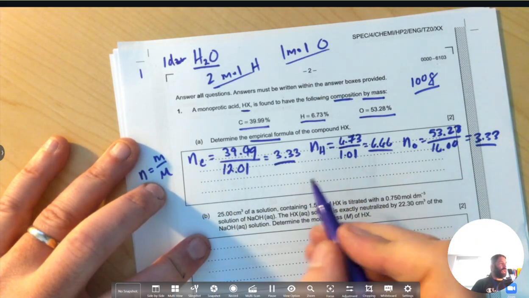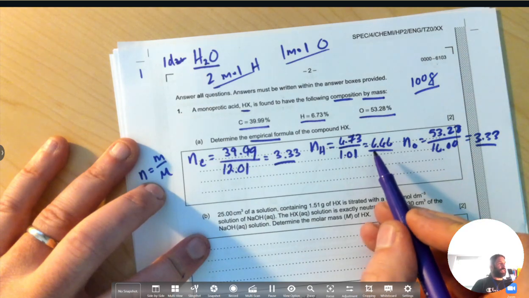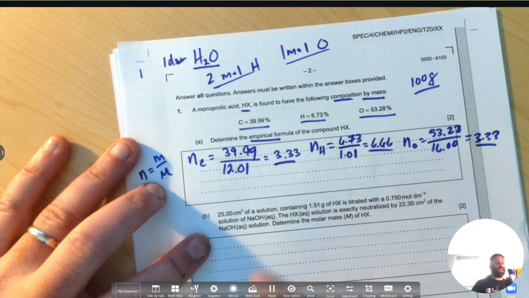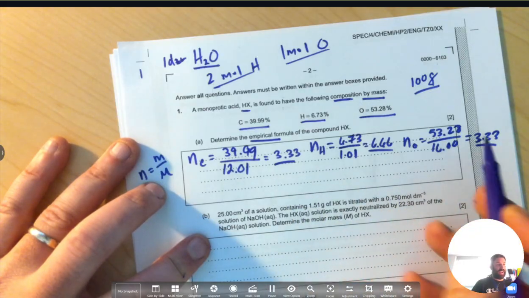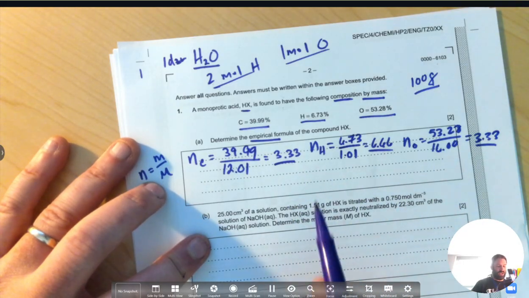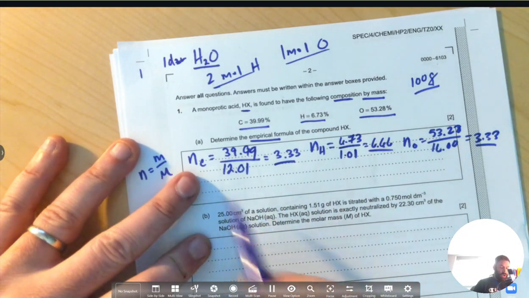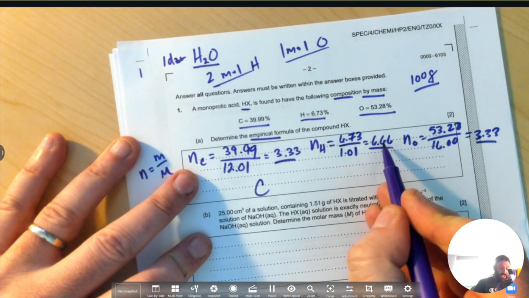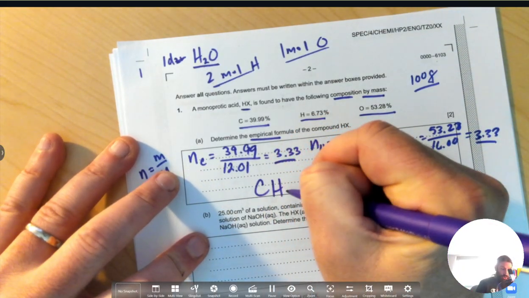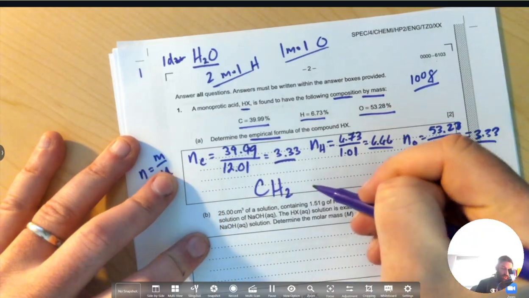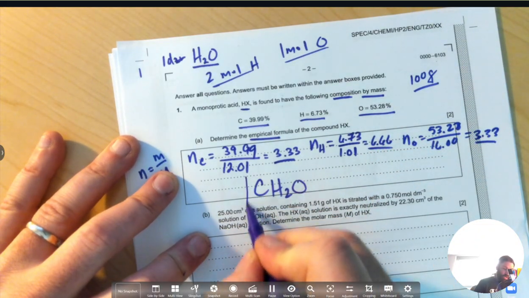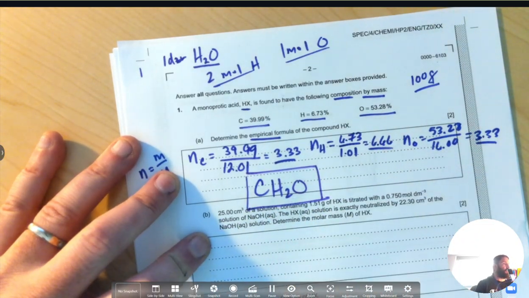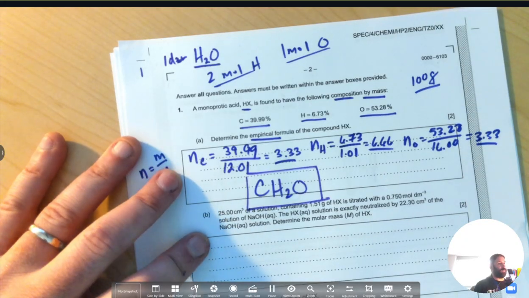All right, so anyways, I see that there's 3.3, 6.6, and 3.3. We got to get the ratio between them. To get a ratio, you take the smallest number in the set, I have 3 numbers in the set, and divide it into all the numbers. So for carbon, 3.3 divided by itself is 1. 6.66 divided by 3.3 is 2, so that makes 2 hydrogen, and 3.33 divided by itself is 1, so that means 1 carbon, 2 hydrogen, and 1 oxygen.